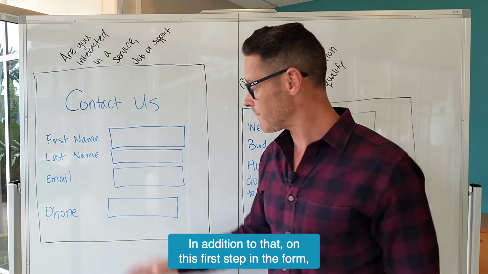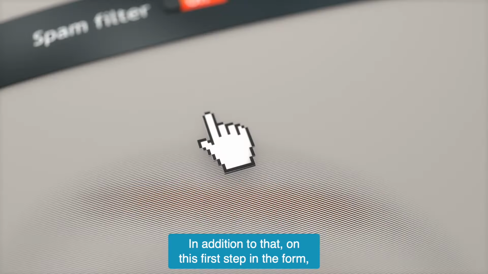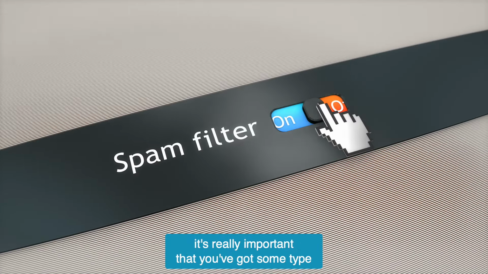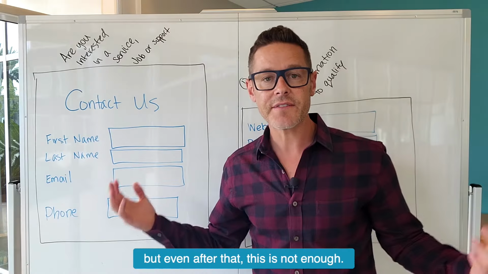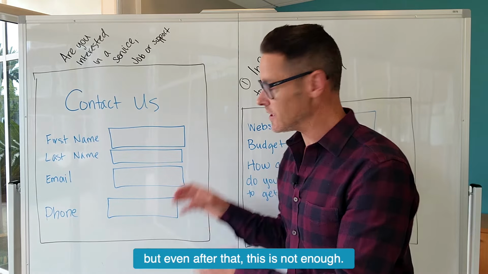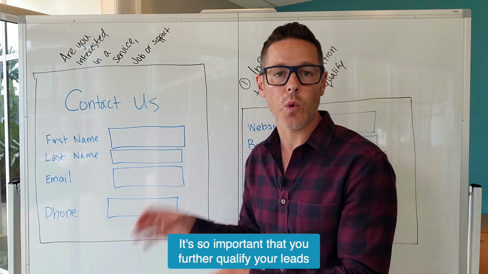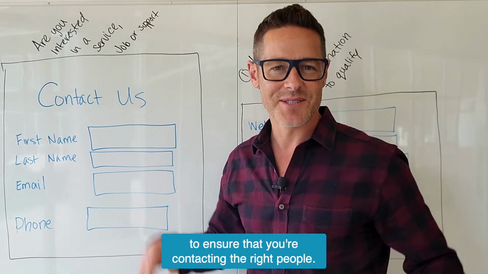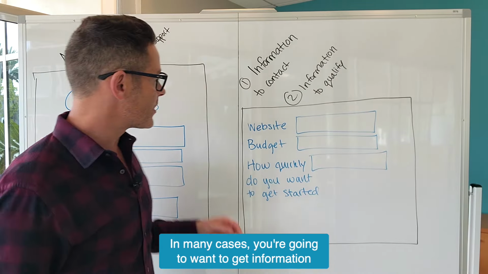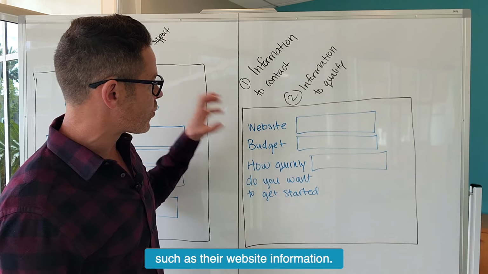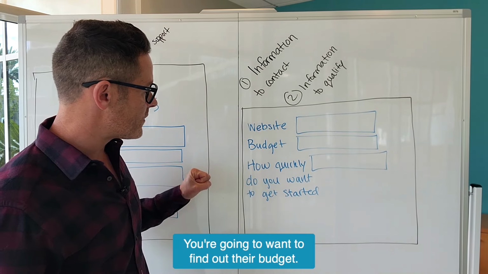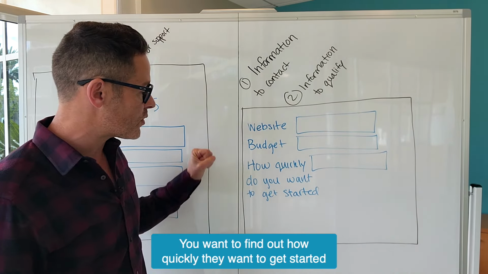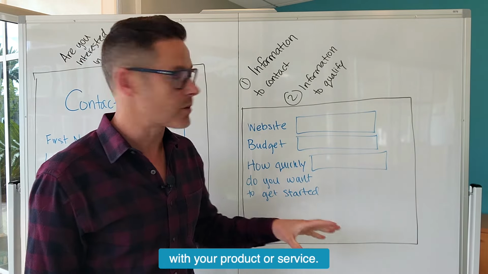In addition to that, on this first step in the form, it's really important that you've got some type of spam filtering software. But even after that, this is not enough. It's so important that you further qualify your leads to ensure that you're contacting the right people. So let's see what that looks like. In many cases, you're going to want to get information such as their website information. You're going to want to find out their budget. You want to find out how quickly they want to get started with your product or service.